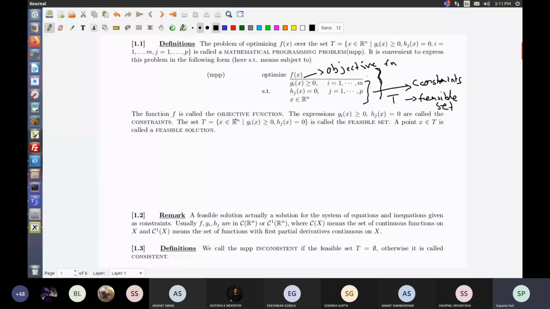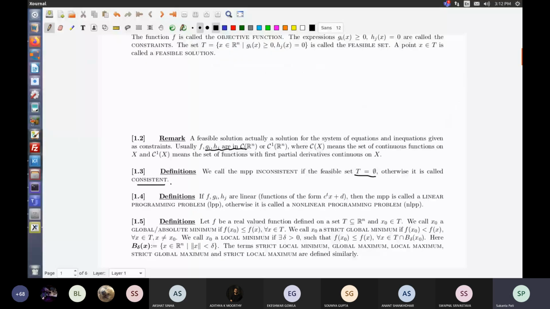Normally these functions f, g1, g2, ..., gm, and h1, h2, ..., hp are all assumed to be very nice functions, like continuous or continuously differentiable. That is what is written over here. The problem is called inconsistent if the set T is empty, otherwise it is called consistent. If the set is empty, then you really do not have to do anything.